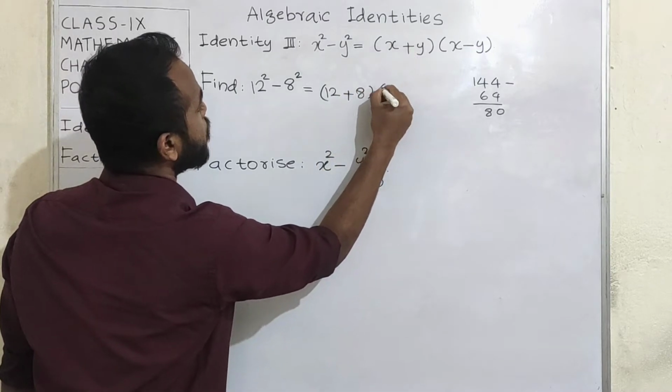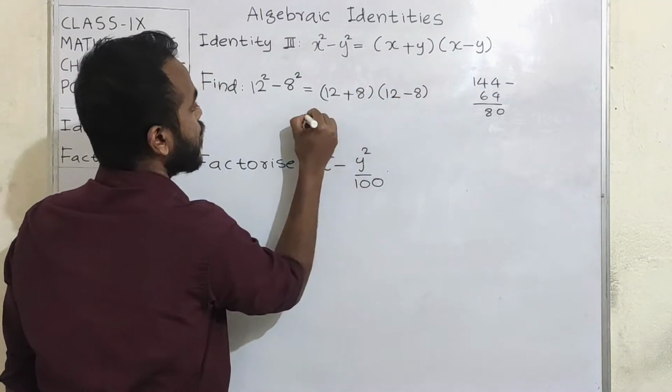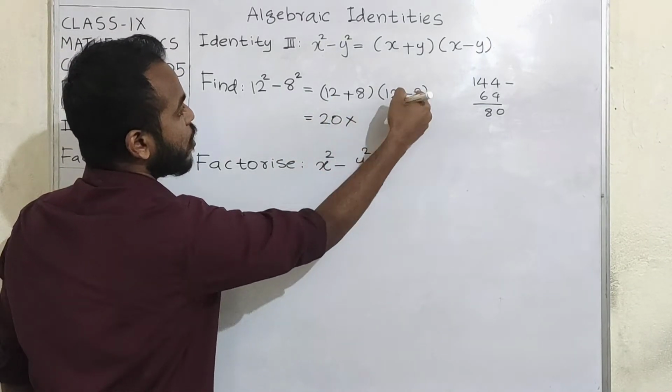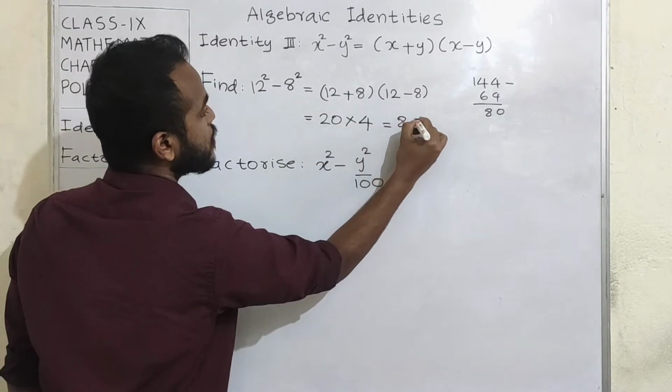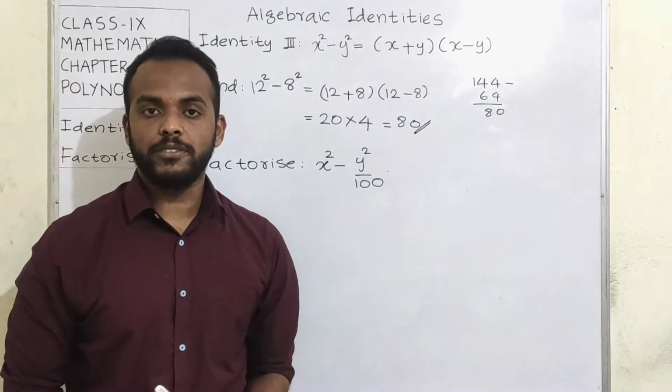Because the sum of the two numbers into the difference of the two numbers, that is 12 minus 8. And what is 12 plus 8? It's clearly 20. Into 12 minus 8 is 4. And you know what is 20 into 4? That is 80. So effectively you got the answer that are not different.